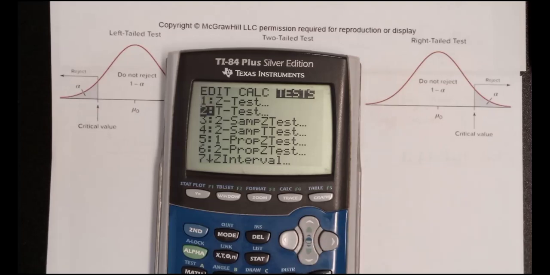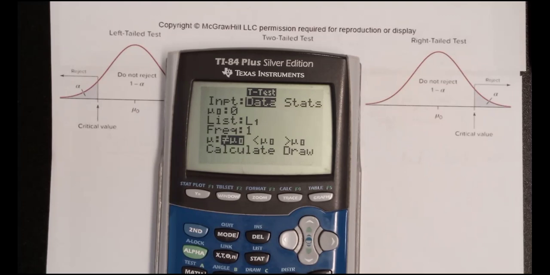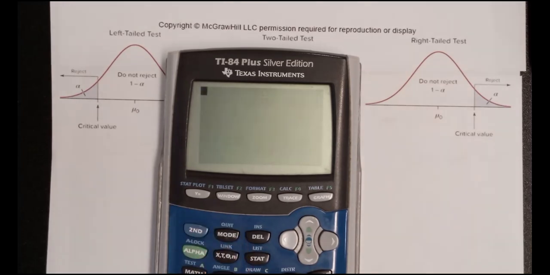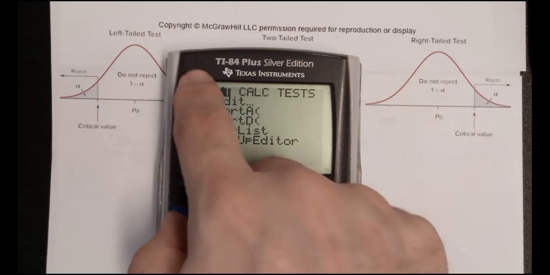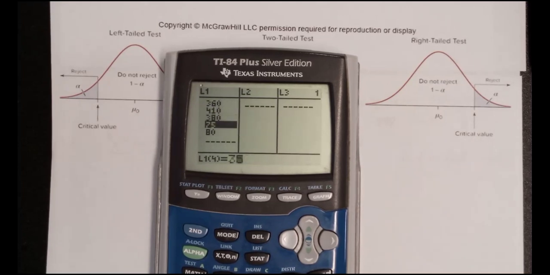And lo and behold, those first two options are exactly the tests we were doing Friday, just now. I'm going to do the same t-test we just did. Now, I could give it the actual data. If I said I was going to give it the data, it would ask me, where did you put the data? I haven't put the data in yet. So let's quit out of this for a second. I'm going to go back to stat, go to that first list, edit, and in the first list, I'm going to put our numbers: 360, 410, 380, 360 again, 390, and 400. Just like I entered them into Excel, right?